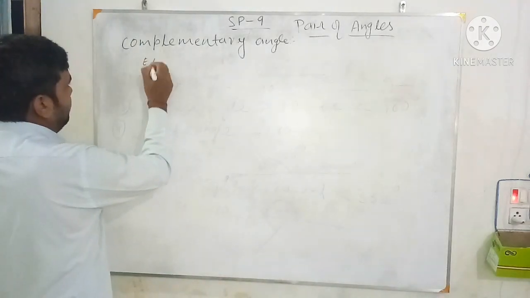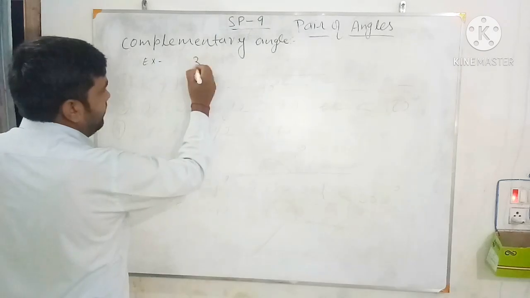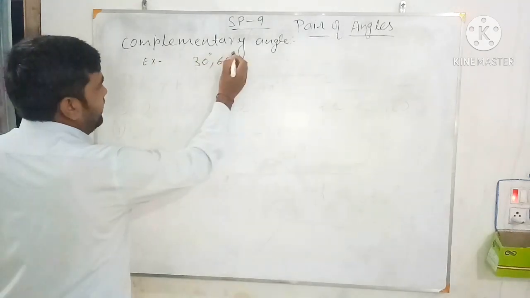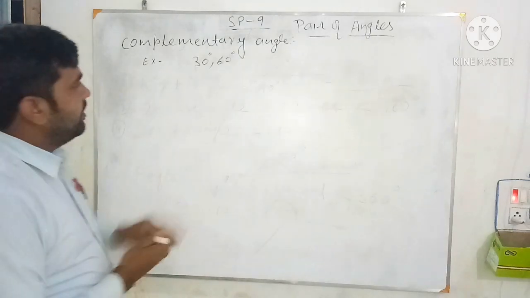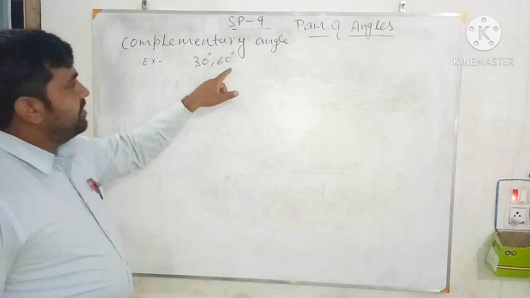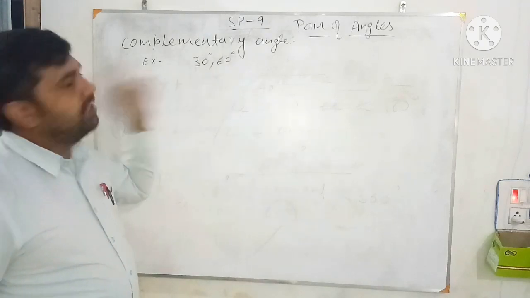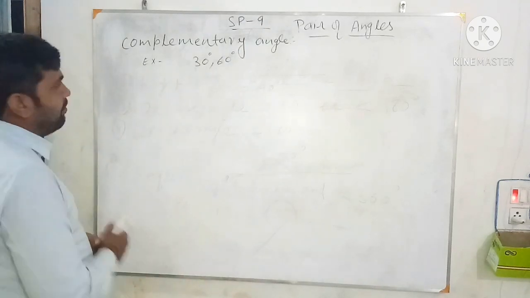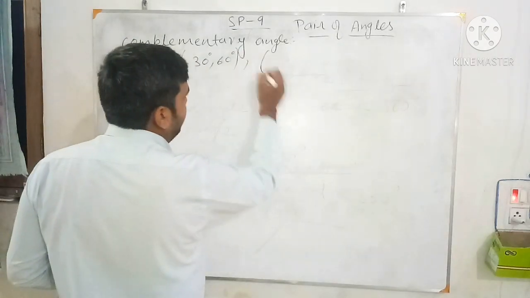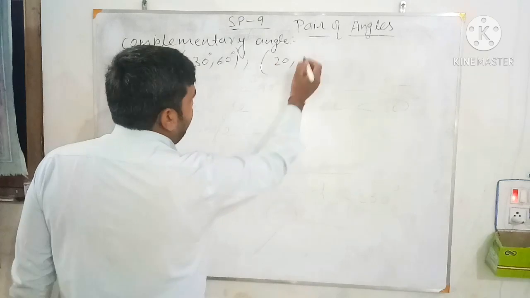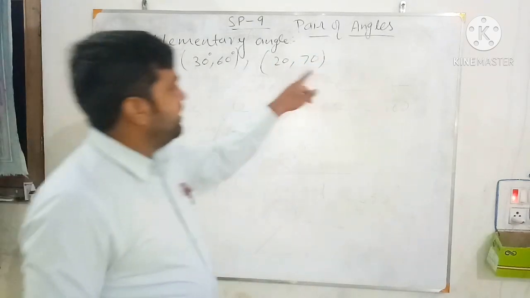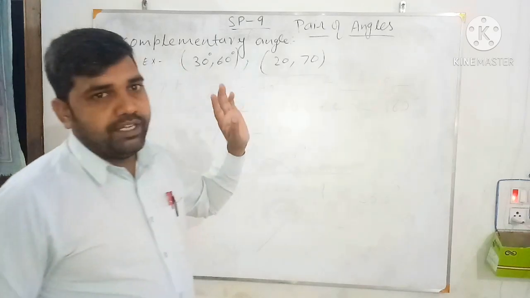Example: 30 degree, 60 degree. See the sum of these two angles, 30 degree and 60 degree. The sum of this is what? 30 plus 60 gives you 90 degree. So the complementary angle of 30 is 60 and the complementary angle of 60 is 30 degree. Another example also we can take. So these two are a complementary pair. Another pair you can consider: 20 degree, 70 degree. See, 20 plus 70 gives you 90 degree. So these two are complementary angles.